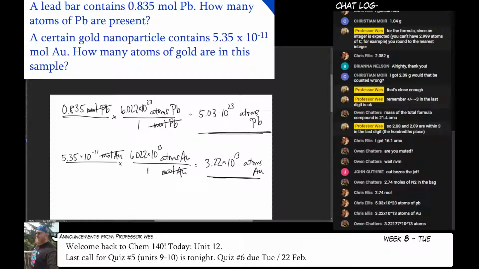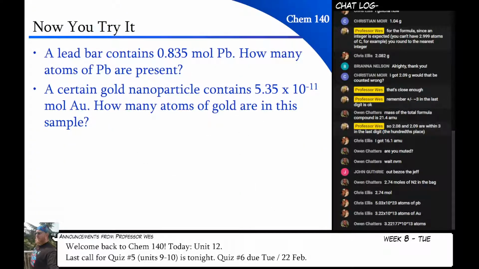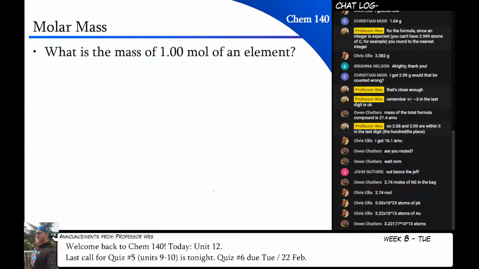All right. Any questions on how to do those calculations? Let me know. Because this is going to become a staple calculation. It's turning moles into atoms. We're also going to be turning moles into something else. And that's where this next section comes in.